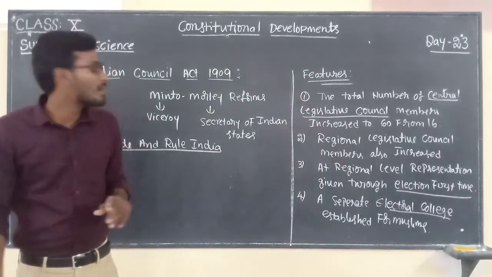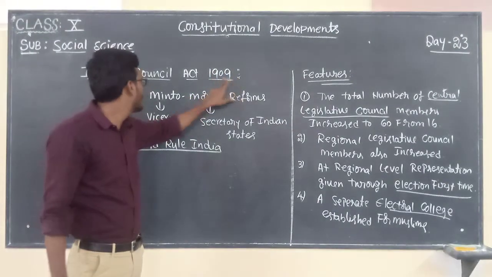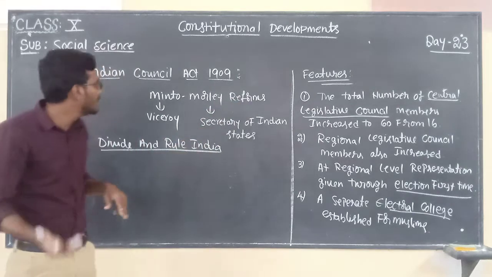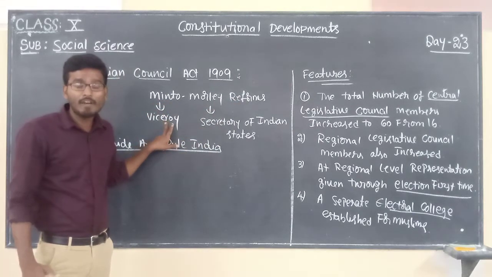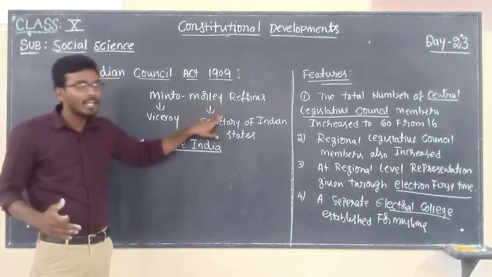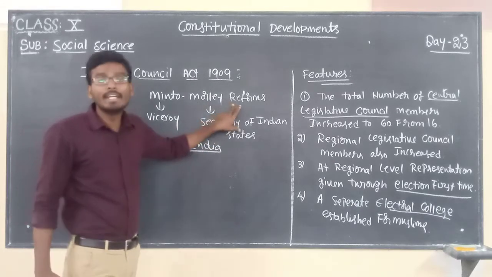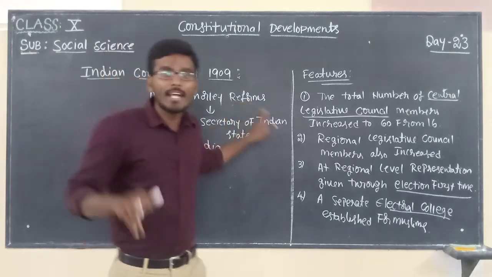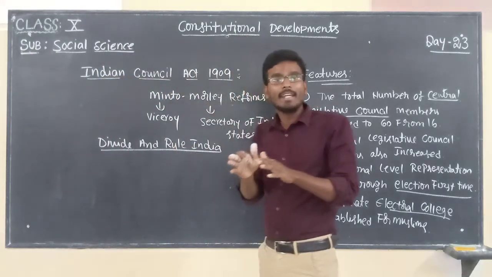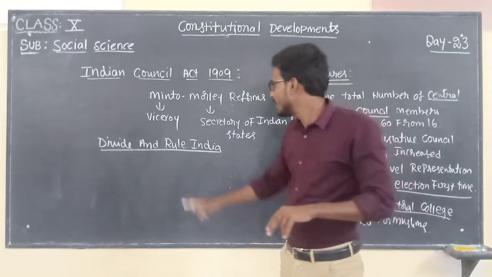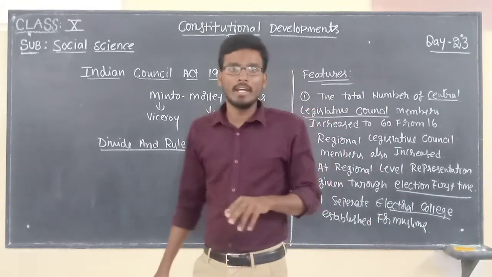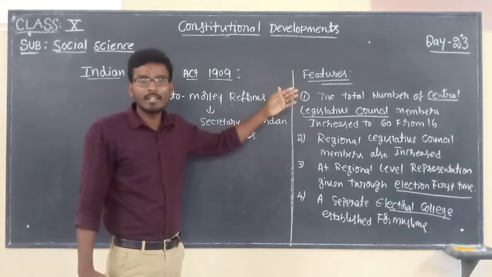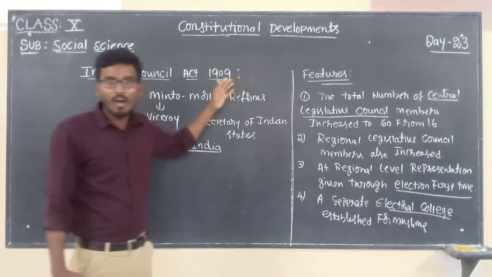What is the other name of the Indian Council Act 1909? It is nothing but the Minto-Marley reforms. Who is Minto? A Viceroy of India. And who is Marley? The Secretary of Indian States in the British Parliament. So the major aim of the Indian Council Act 1909 is nothing but to divide and rule India. And also we discussed the important features of the Indian Council Act 1909.